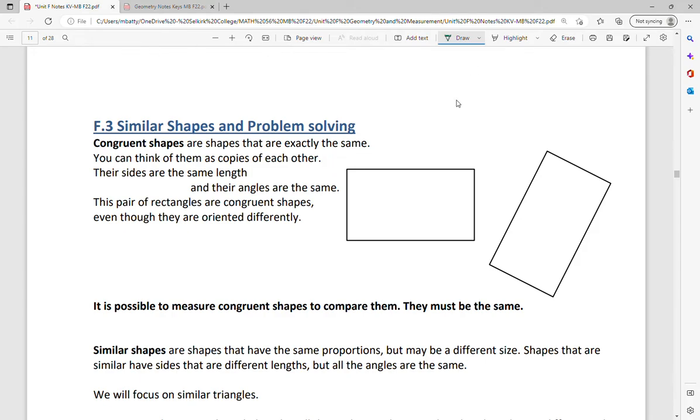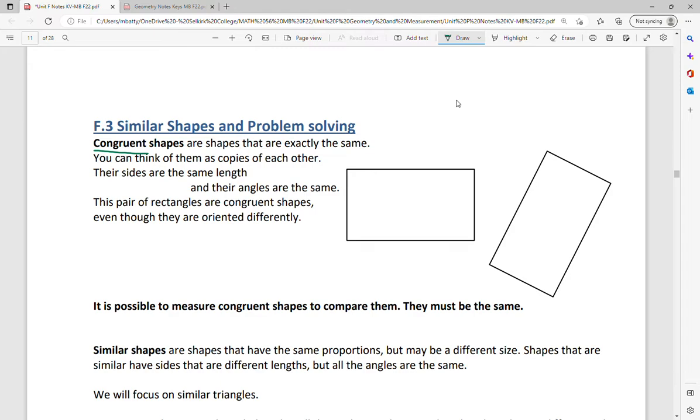In the third section of Unit F, we're going to deal with similar triangles. We're going to start out with congruent shapes and then move on to the similar shapes, which really we're going to focus on similar triangles. So congruent shapes are shapes that are exactly the same, and they have less use in math, but they are just in here to be compared to the similar shapes.